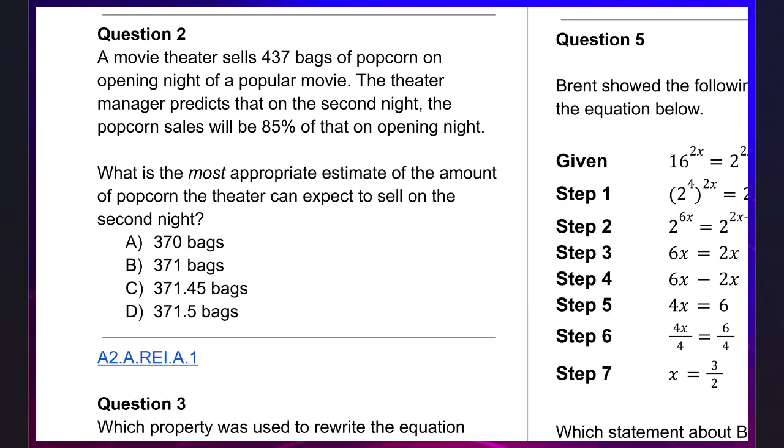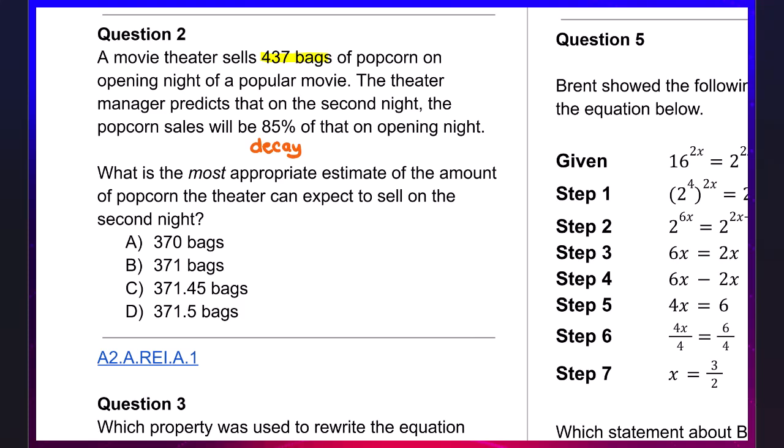Question number 2. A movie theater sells 437 bags of popcorn on opening night. So that tells you to start with 437 bags. The theater manager predicts that on the second night, the popcorn sales will be 85%. So that tells you that you're going to have less sales on the second night. That is going to be a decay because you are changing by multiplying by 0.85. Anytime you change via percent, that is going to be an exponential change, could be growth or decay.